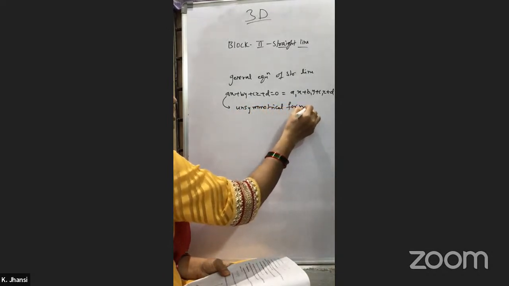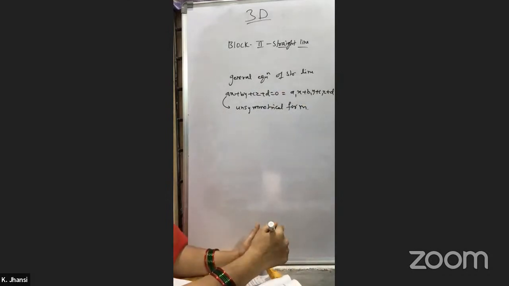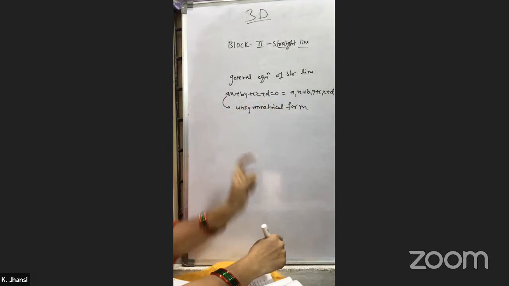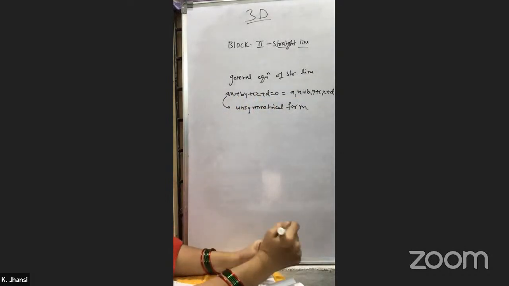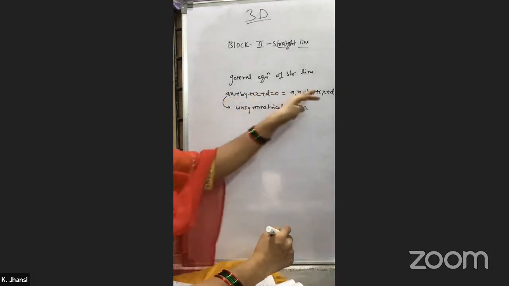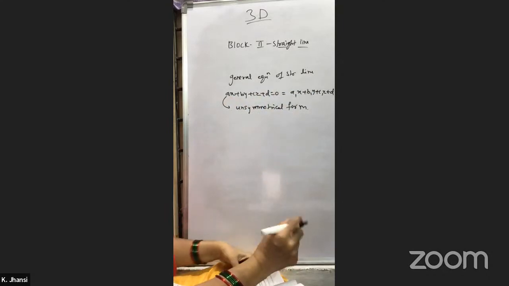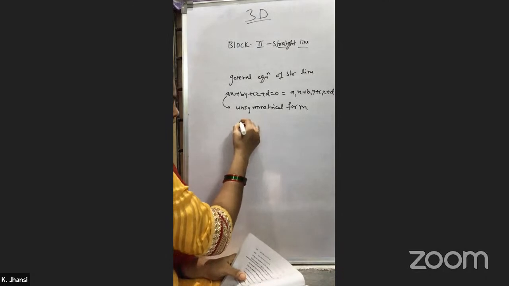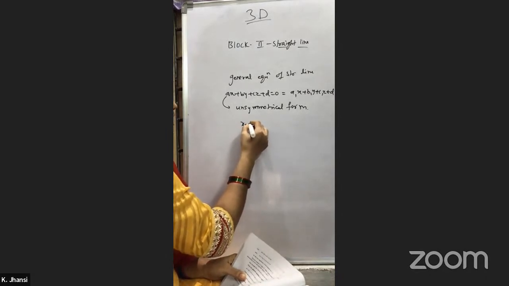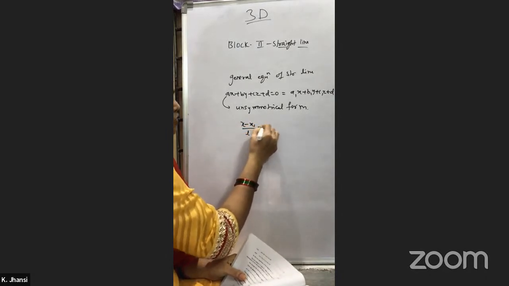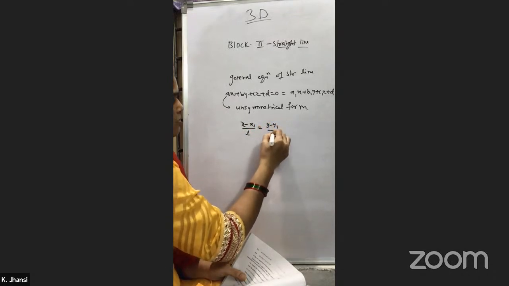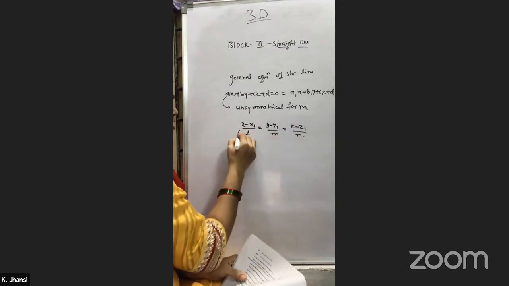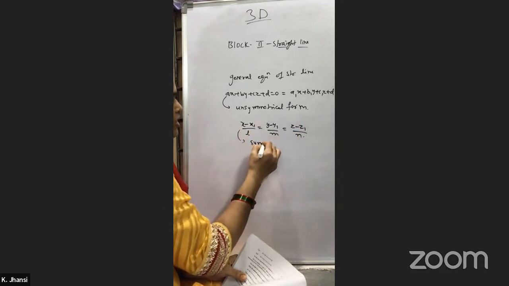One question on this will also be there: what is the unsymmetrical form of the line equation? It means the combination of two plane equations is called the unsymmetrical form. Whenever this unsymmetrical form of the equation of the straight line is converted into symmetrical form, it will be in the form x minus x1 by l equals y minus y1 by m equals z minus z1 by n. This is called the symmetrical form of the line.